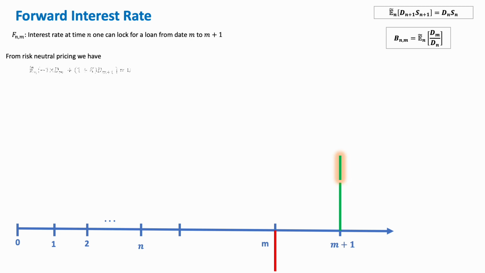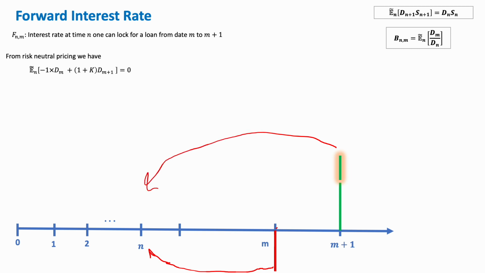From the risk-neutral measure, risk-neutral pricing, we have this. So we take the cash flow that's occurring at time M, and then we need to discount it back. And then we take the cash flow that's occurring at time M plus 1, and then we need to discount it back as well, right?